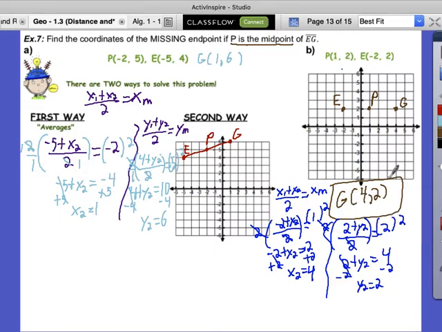Now, you won't always have a graph, so it is important to know this other way still, okay? All we're doing is taking the same midpoint formula that we used in our warm-up, and we're just filling in the midpoint instead of our other endpoint, and we solve for a different variable. Okay. Questions on this?